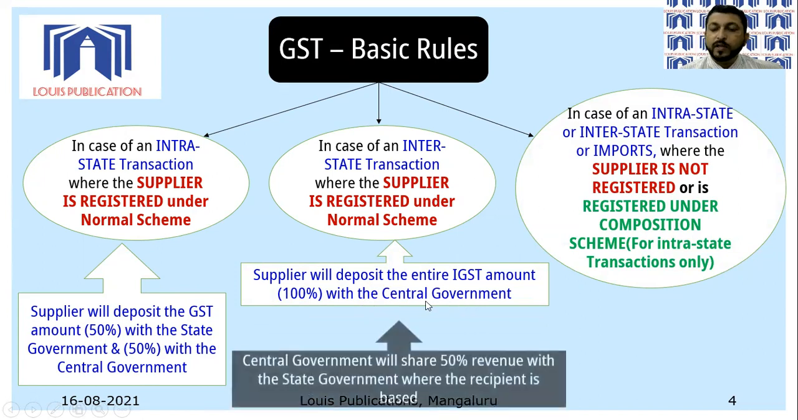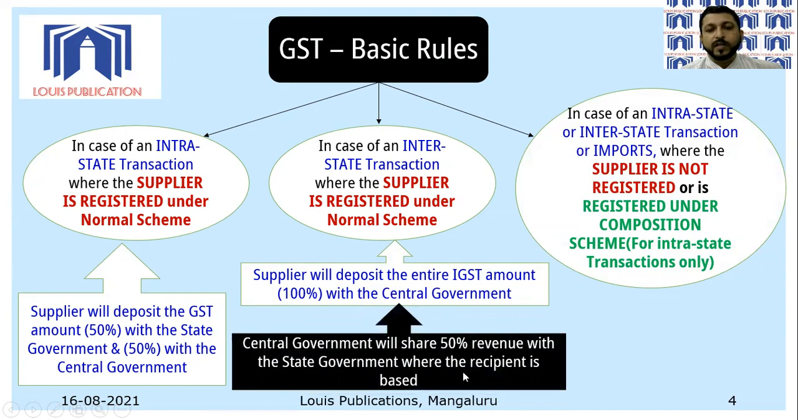Then it is the responsibility of the central government to share 50% of the revenue with the state government where the recipient is based. Suppose, let's take an example. The supplier is based in Karnataka and the recipient, the buyer, is based in, say, Hyderabad, Telangana state. So the recipient in Telangana, Hyderabad, is going to pay GST to the supplier in Karnataka. Since it's an interstate transaction, the entire amount of IGST will be deposited by the Karnataka supplier with the central government.